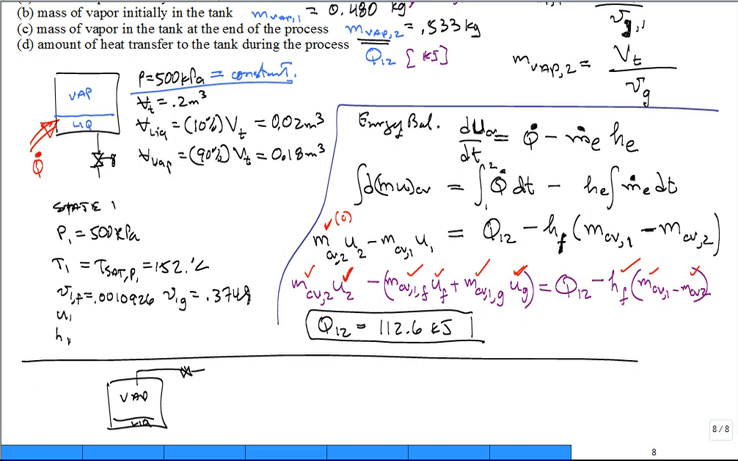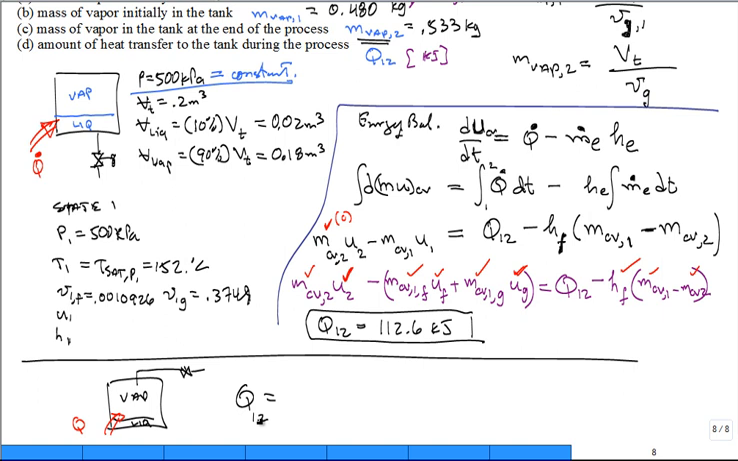But what I'm going to do is put heat into it, Q, but pull the mass off the top. I'm going to start at the same initial condition and end at the same final condition. Will the Q be the same? Would Q, the amount of heat that needs to be transferred into the tank to maintain the pressure always at 500 kPa, be the same if I remove the vapor from the top instead of the liquid from the bottom? No.